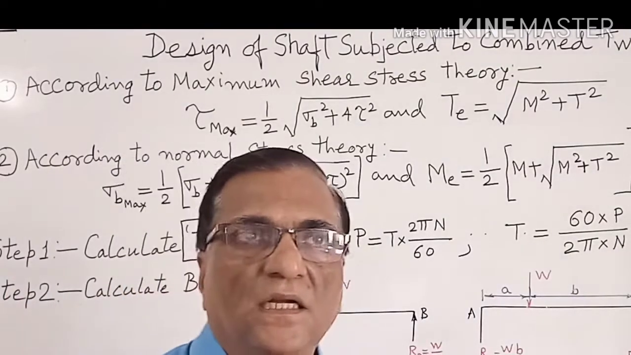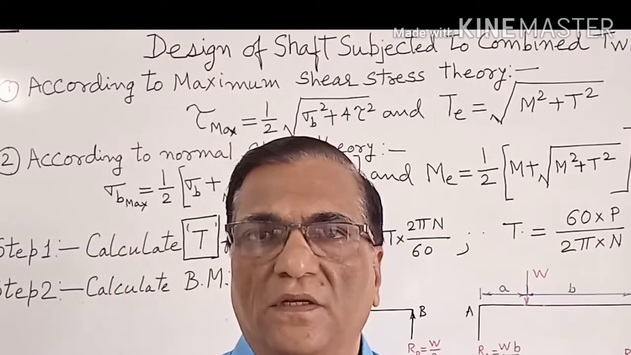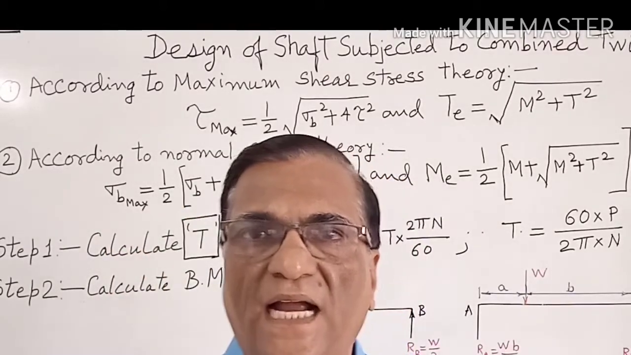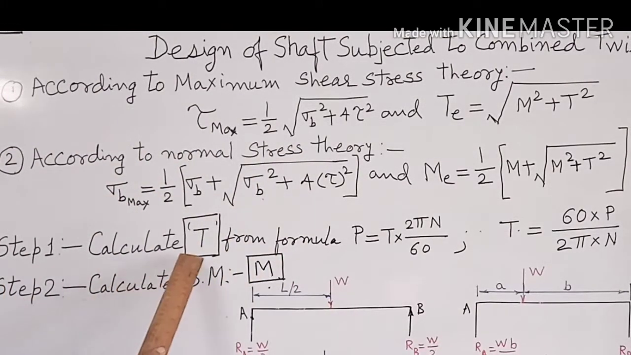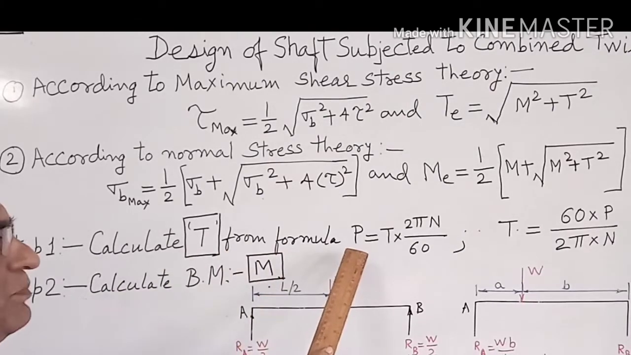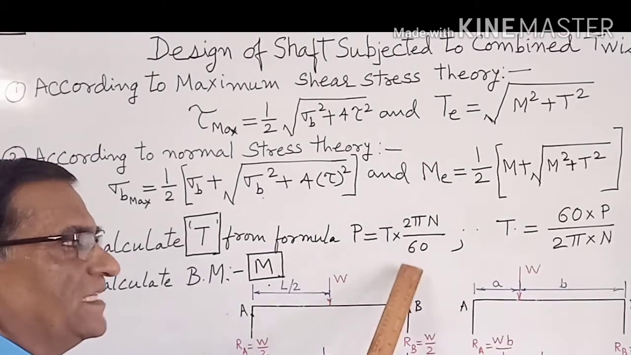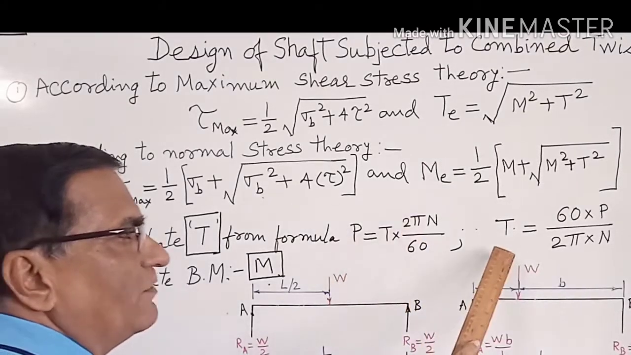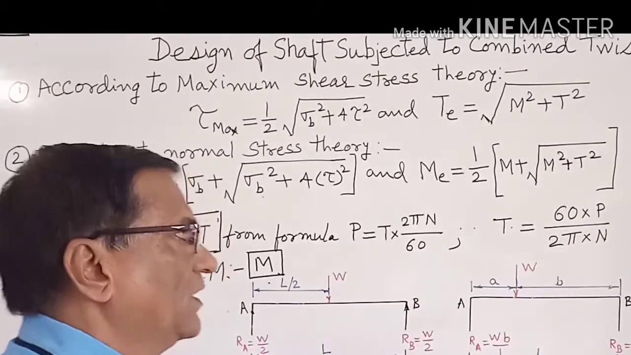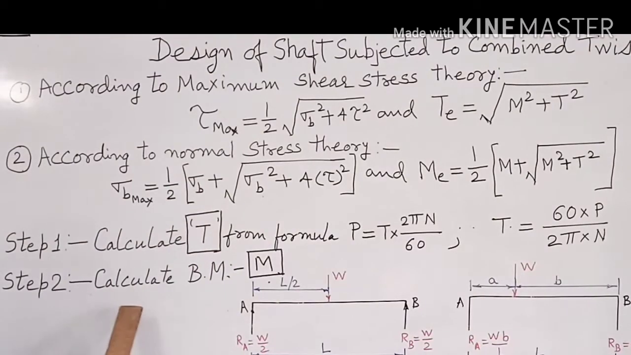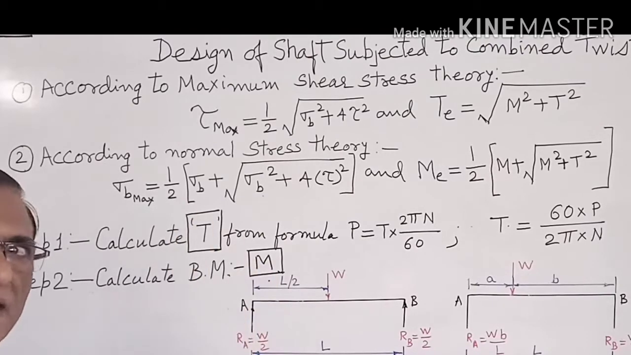Now we will study how to calculate step by step the diameter of the shaft subjected to combined bending and twisting. Step one: calculate the torque from the formula P is equal to T omega, that is, P is equal to T into 2 pi N by 60. From this we will calculate the value of torque, which will be in Newton meter. Now step 2, we will calculate the value of bending moment M.